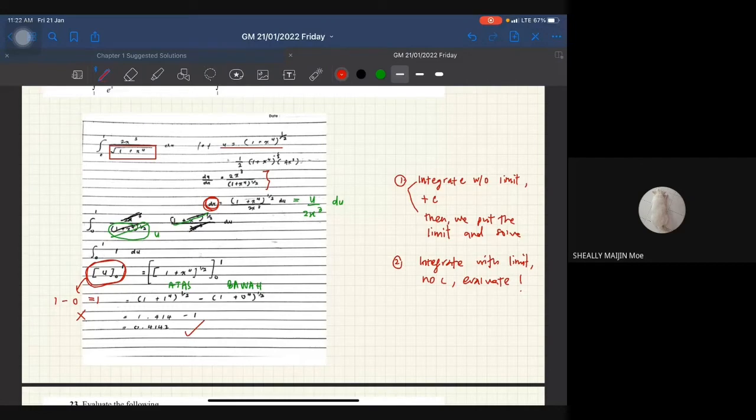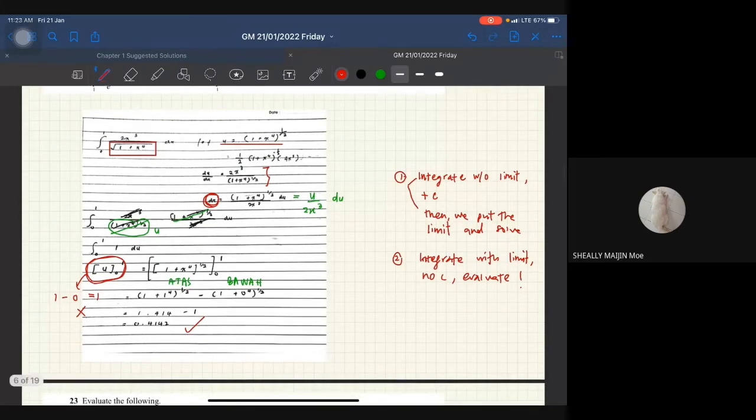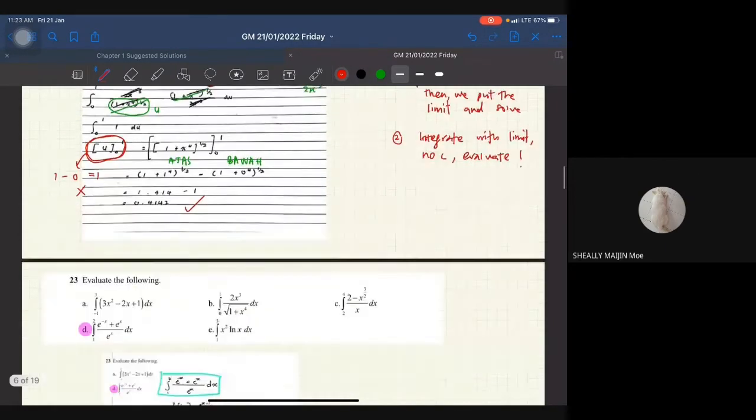Okay, so ada sesetengah dia suka guna method yang pertama. Maksudnya dia integrate dulu, dah dapat hasil integration with plus C, barulah kita letak dia punya lower and also upper limit yang itu dah tak ada plus C. Okay, once awak letak lower and also upper limit, dia tak ada plus C. Okay, so jom kita tengok example seterusnya, soalan seterusnya.